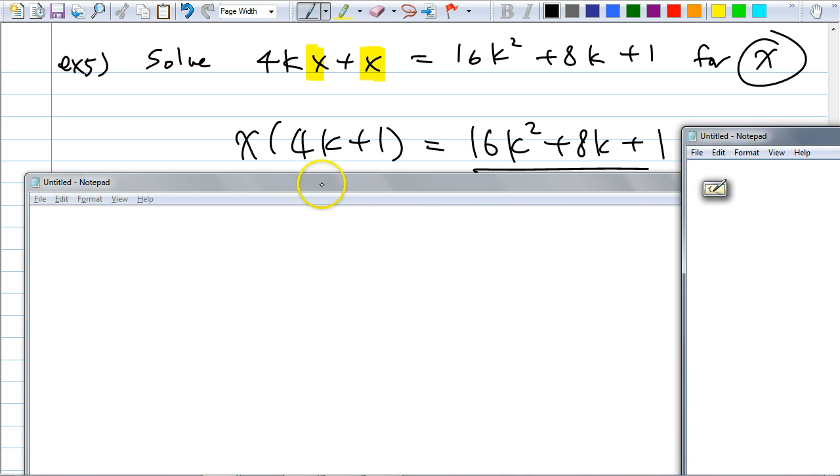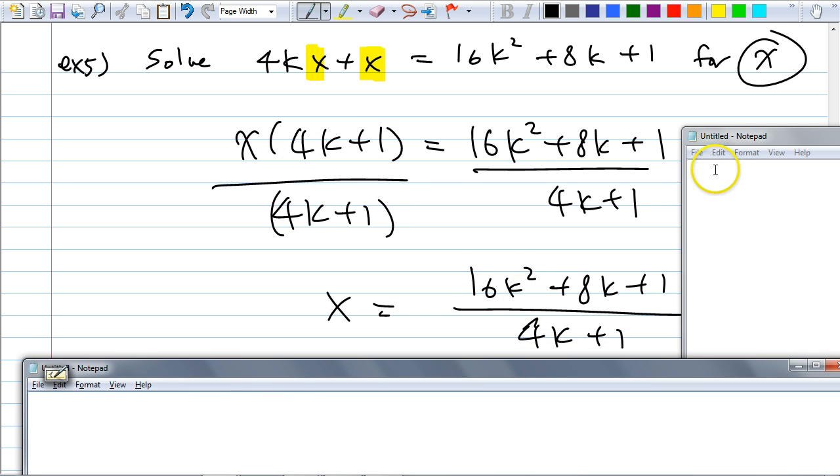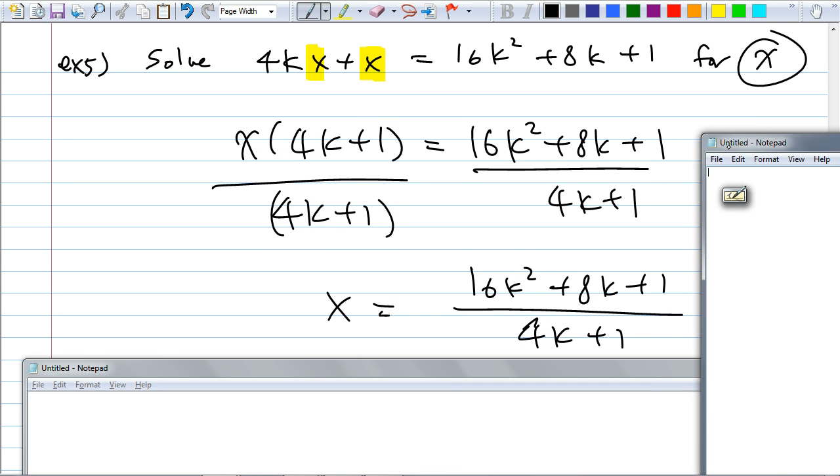Guess what? How do I get x by itself now? How about Eunice? How do I get x by itself? Divide both sides by? Yeah, 4k plus 1. Isn't that what you do, guys? And of course, they cancel out. So you get x equals this. We're done, right? We solved for x. Yes. Not quite. You should always, what does it say up there? Always? Simplify.